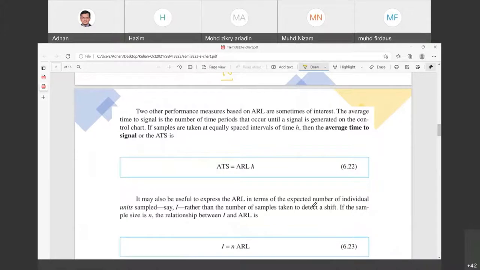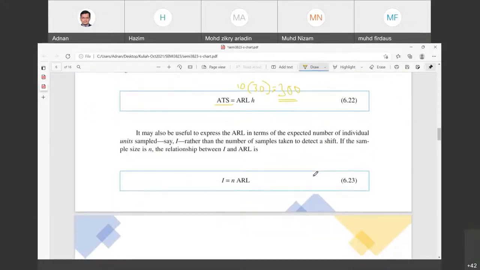Another measure, we call it average time to signal. Now we are looking at the time. So ATS equal to ARL multiplied by h. What is h? h is the space interval of time. Maybe you say I take a sample every half an hour, so h will be half an hour. Let's say your ARL is 10. 10 multiplied by every half an hour you take a sample, 30 minutes, so you mean that average time to signal will be 300 minutes. Every 300 minutes, you can expect that the signal of unstable will be triggered. So this is when we express in terms of time.